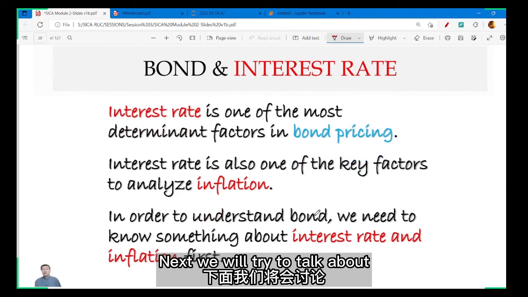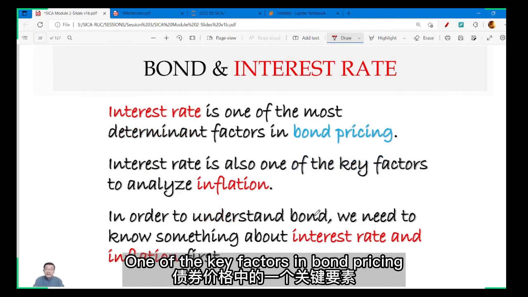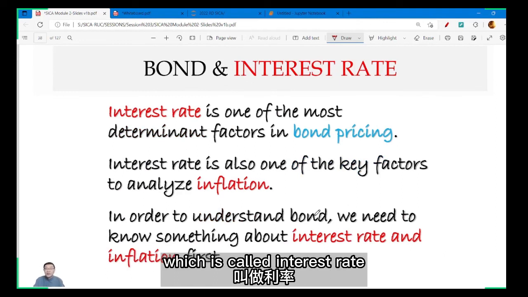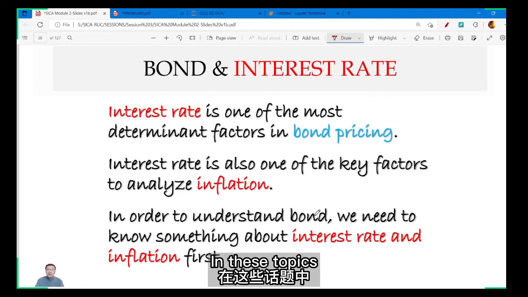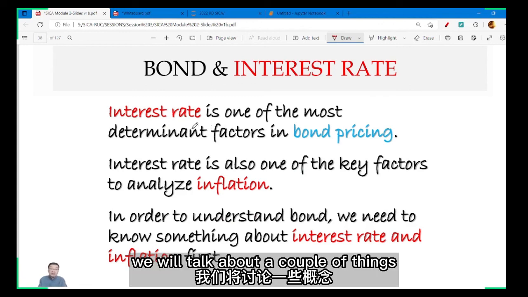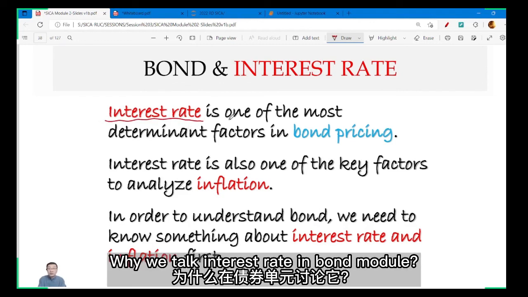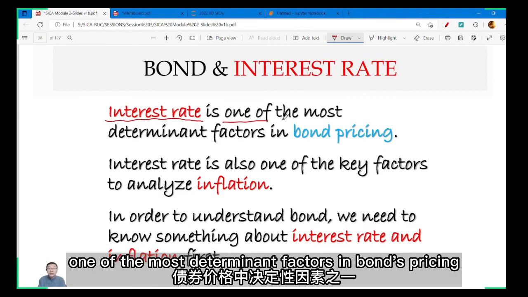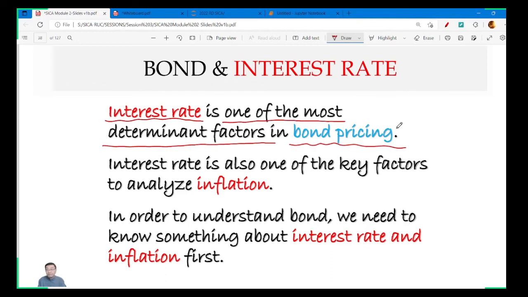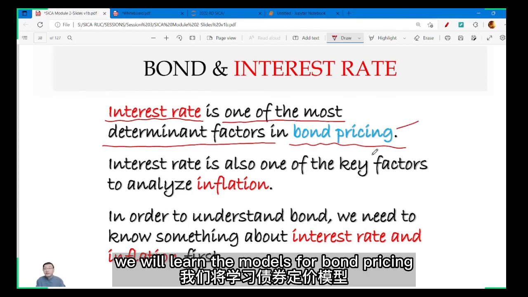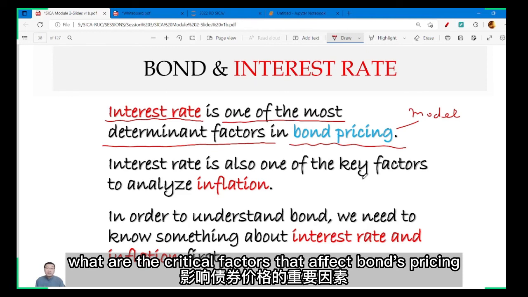Next, we will talk about one of the key factors in bond pricing, which is called interest rate. In this topic, we will talk about a couple of things. First, what is the interest rate? Why do we talk about interest rate in bond modules? Because interest rate is one of the most determinant factors in bond pricing. At the end of this module, we will learn the models for bond pricing. That means what are the critical factors that affect bond pricing?